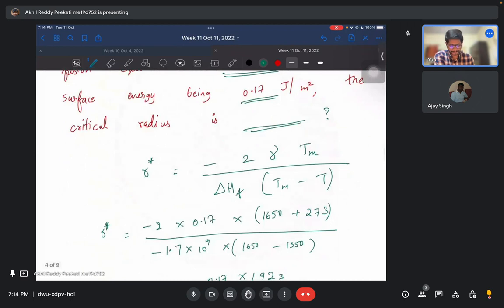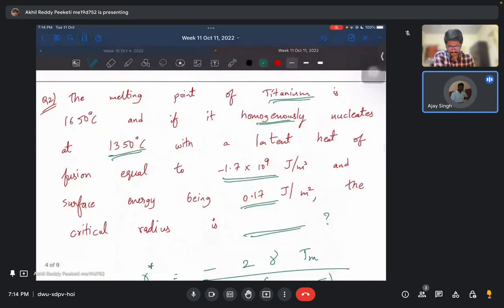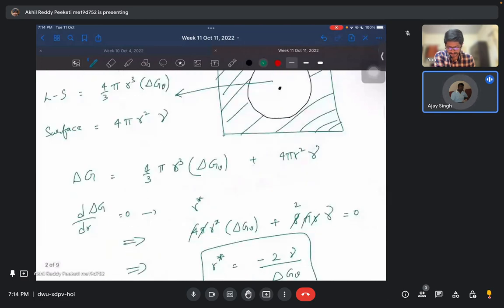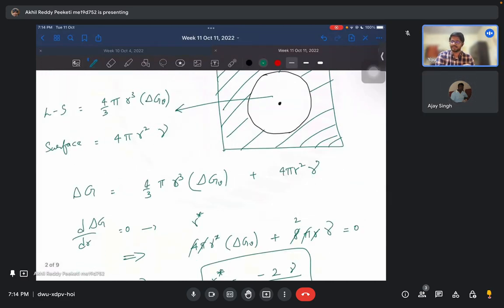Yes sir. Yes. Free energy is maximum actually. Delta G will reach a maximum if you see the slides. Okay, okay, okay. Yeah.